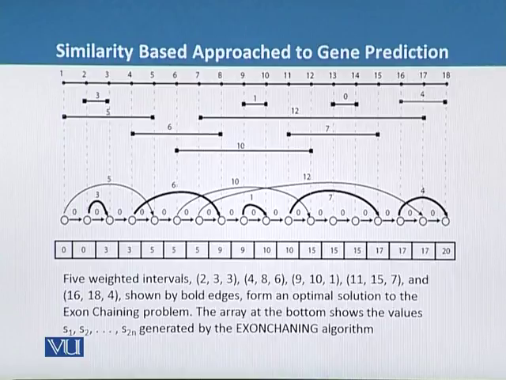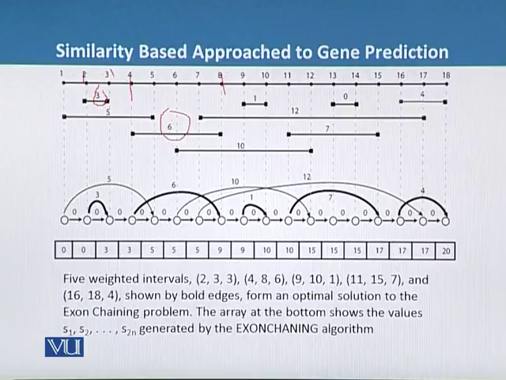The first weighted interval starts from 2 and ends at 3, and it has a weight of 3. So we will write this as 2, 3, 3. The second weighted interval is 4, 8, 6. It means it starts from 4 and ends at 8 and has a weight of 6. So we will write it here as 4, 8, 6.